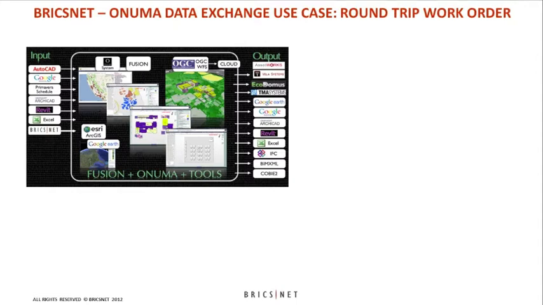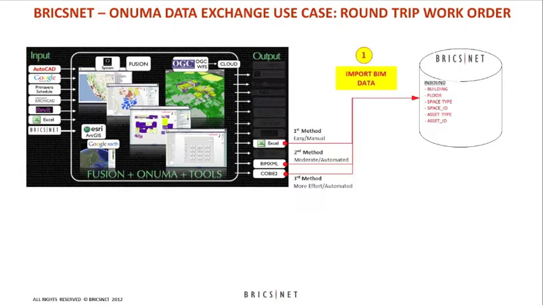For this use case, the building information model originates in the Onuma software environment, which actually could have inputs from everything from Revit to ArchiCAD, Google Earth, even Excel. And as you'll see, there's inputs from Bricsnet as well. On the right-hand side of the chart, you can see there are various outputs, including back into ArchiCAD, Excel, IFC, BIM XML, COBie, and others. For this use case, we'll be looking at either Excel, BIM XML, or COBie.